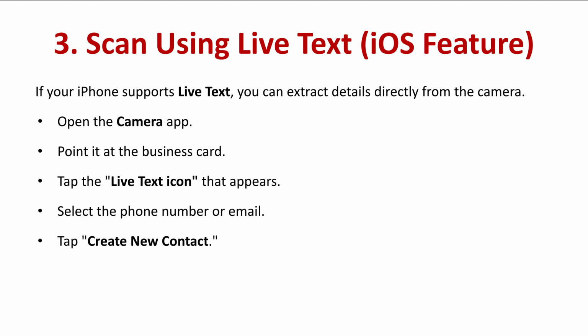The third one is to scan using Live Text, an iOS feature. If your iPhone supports Live Text, you can extract details directly from the camera. Open the Camera app, point it at the business card, tap the Live Text icon that appears. Select the phone number or email, tap Create New Contact.